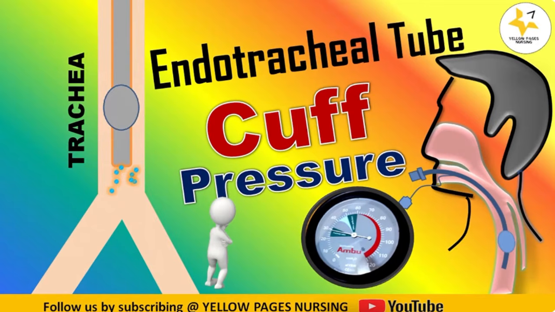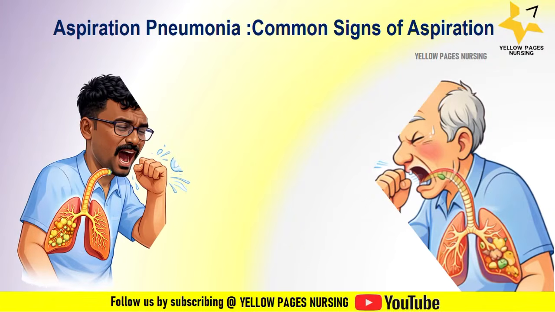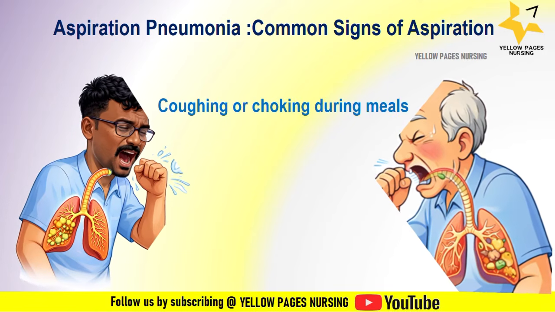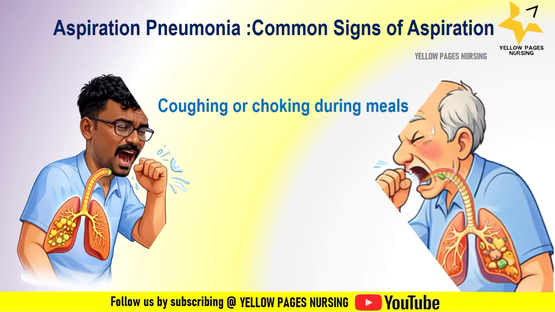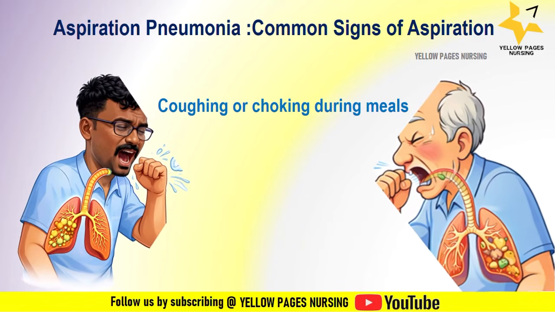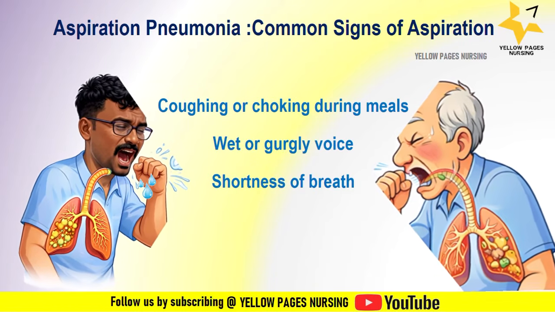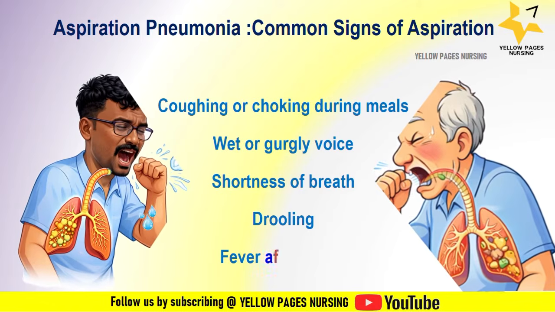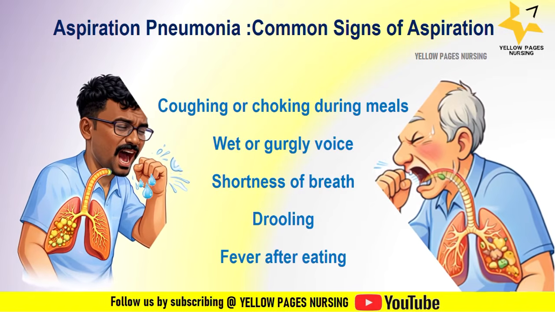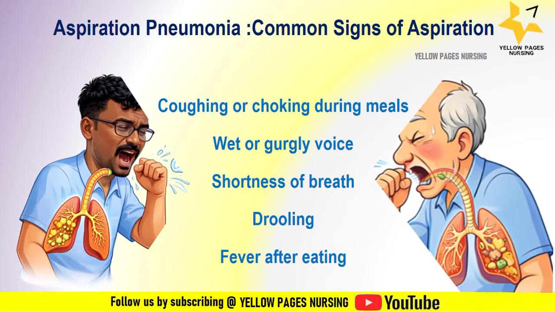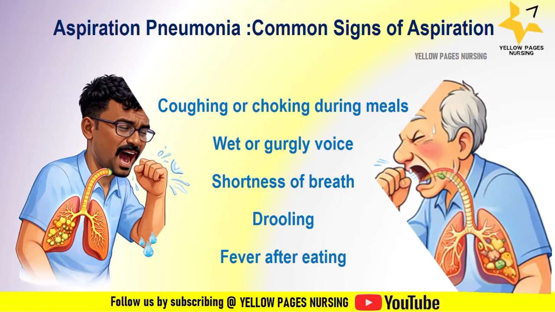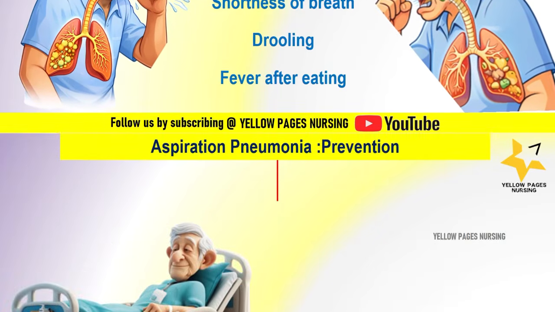Now comes common signs of aspiration. The most common sign, as we all know, is coughing or choking during meals. Watery eyes or red face are signs of silent choking or straining. Other signs include wet or gurgly voice, which indicates fluid on the vocal cords, shortness of breath, drooling, fever after eating. Here comes prevention of aspiration pneumonia.